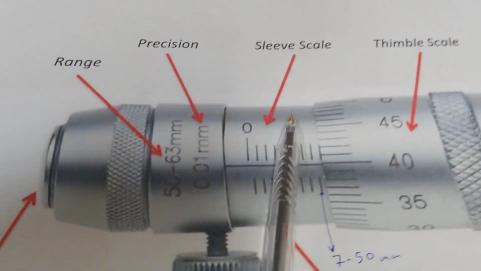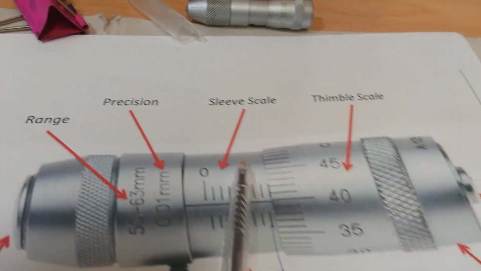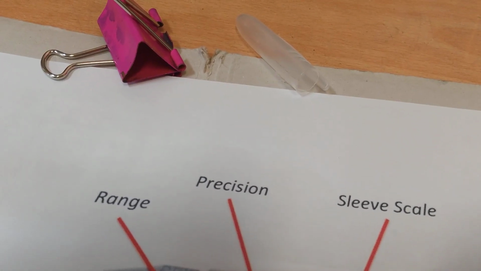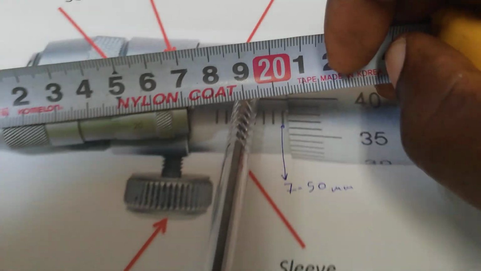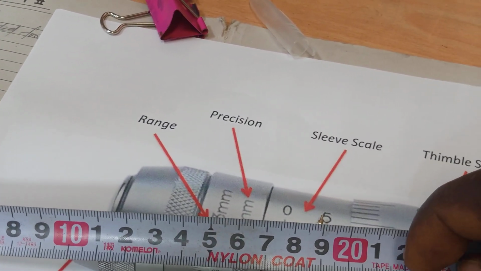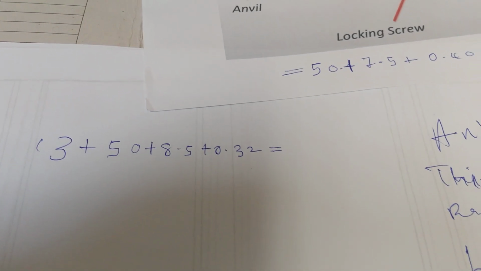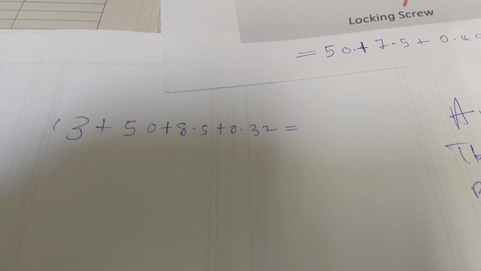If you are taking your measurements, remember your measurement should be from anvil to anvil. Sometimes, if you are in doubt, you can use your millimeter tape to check. You can see the millimeter tape from this end is giving me about 70. So if we want to calculate this, you will see how I will calculate it in my next video. Just keep following.